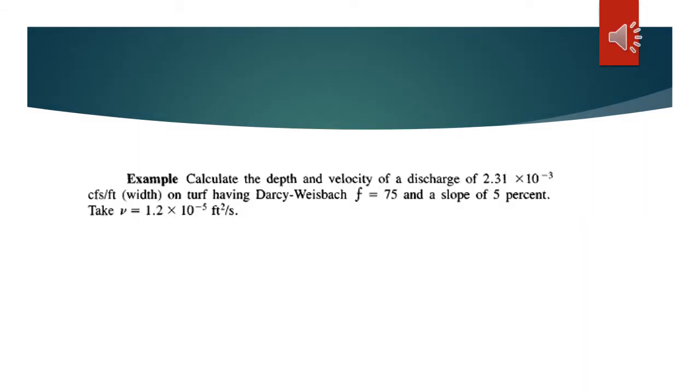Okay, in this question, calculate the depth and velocity of a discharge of 2.31 multiplied by 10 to the power minus 3 cubic feet per second per foot of width, on turf having Darcy-Weisbach f equal to 75 and a slope of 5%. Again, we take the kinematic viscosity of water as 1.2 multiplied by 10 to the minus 5 feet squared per second.